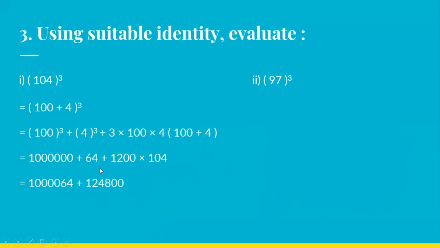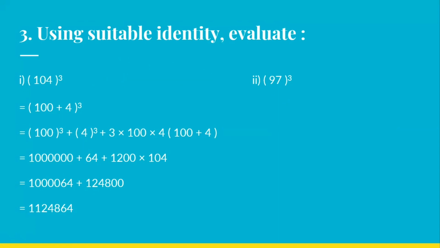Simplified further, so we add this to 1,064,000, we get 1200 into 104 is 124,800. When we add this, we are getting it as 1,124,864. Okay, so what we need to remember is how are we going to split it and how are we using the identity. So what identity was used here? We use the identity here, a plus b the whole cube is equal to a cube plus b cube plus 3ab in bracket a plus b.